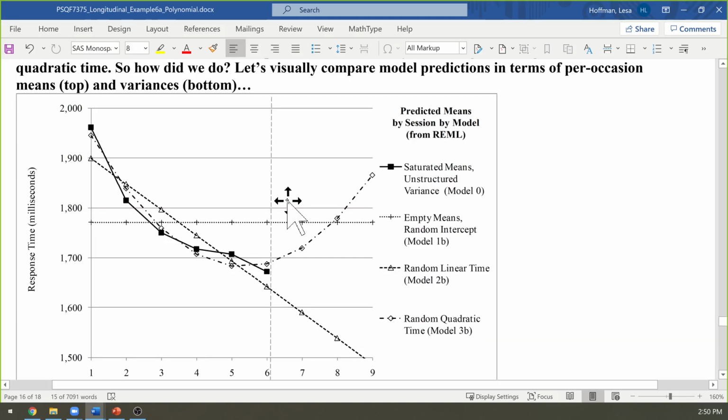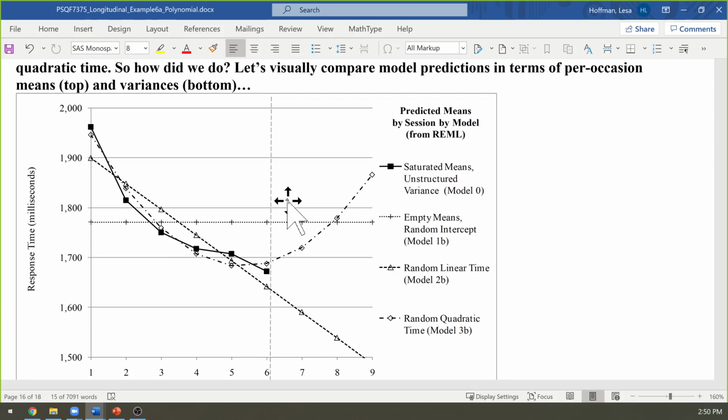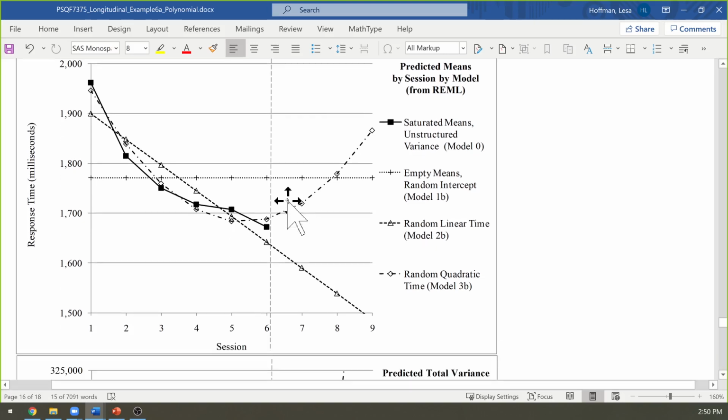So to get a sense of what the following tests are assessing, what does it mean to be good enough? Does our model accurately capture the data with respect to time? First, the fixed effects. So this is a picture that I made. This is from the book that describes what each of the models in this handout predict with respect to the means over time. So we have the solid black line with the squares. That's from the saturated means model. That's the answer.